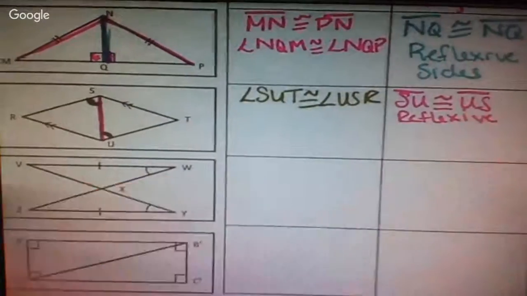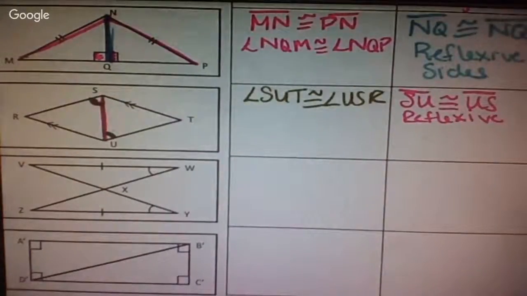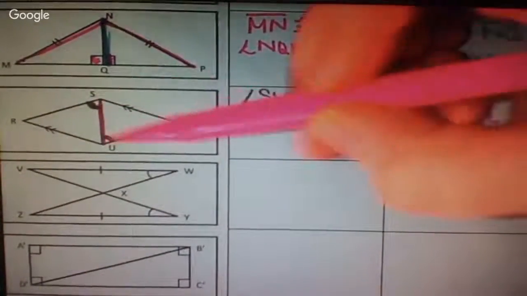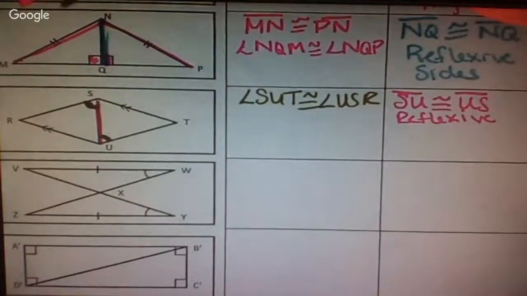What is SUT and USR? Angle SUT, so this angle right here, and angle USR, so this angle right here. When you label angles, you always label them in threes, and the middle one is where the angle is. So U and S.